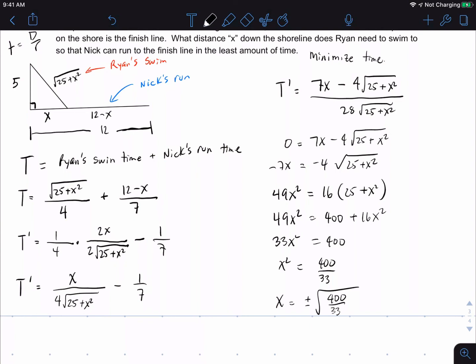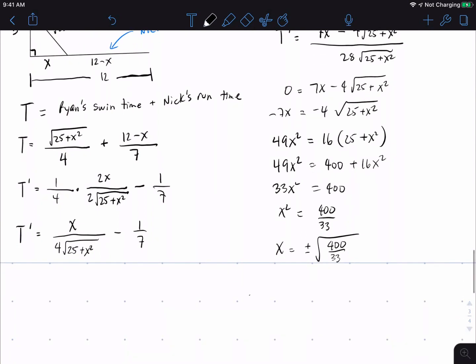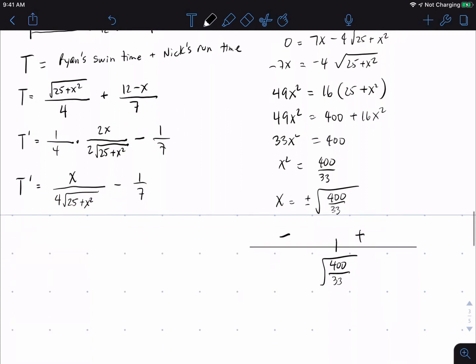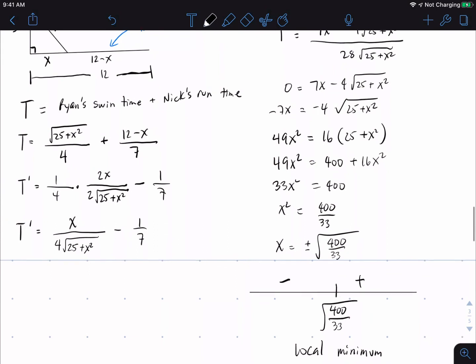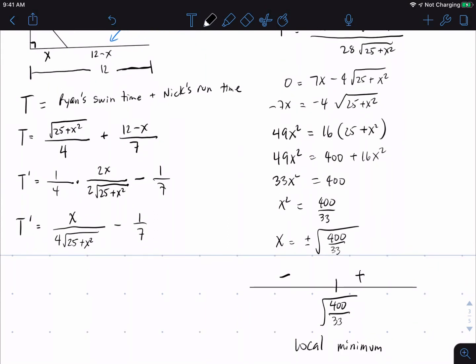And so we need to test that positive number. And so we're going to get 400 over 33. And you could have rationalized things. I don't care. It's not that big a deal. I'm going to get minus and positive. So that's going to give me a local minimum. And since I have a local minimum, that is the swim distance that will give me the shortest amount of time. Does that make sense to you guys? Are you guys okay with that?